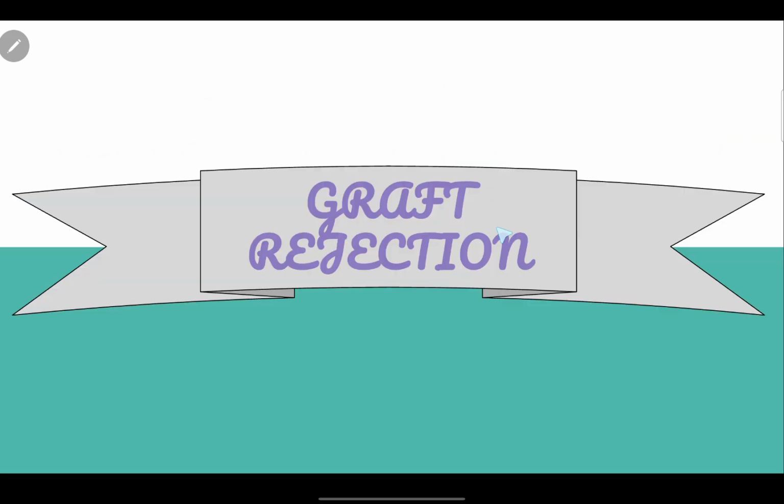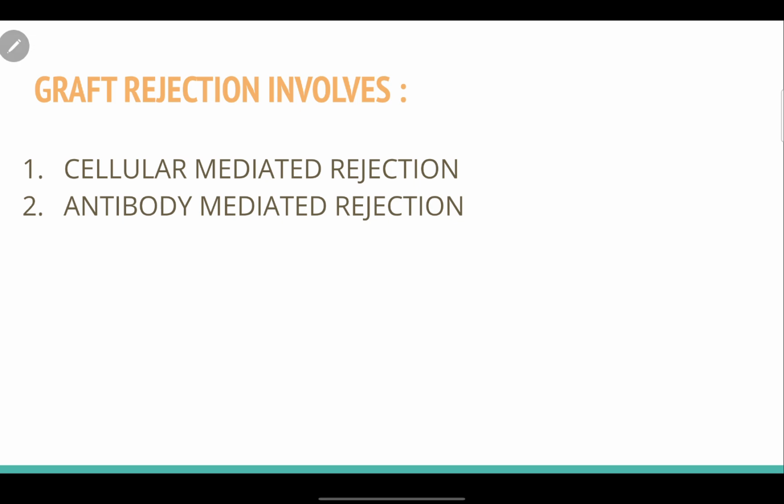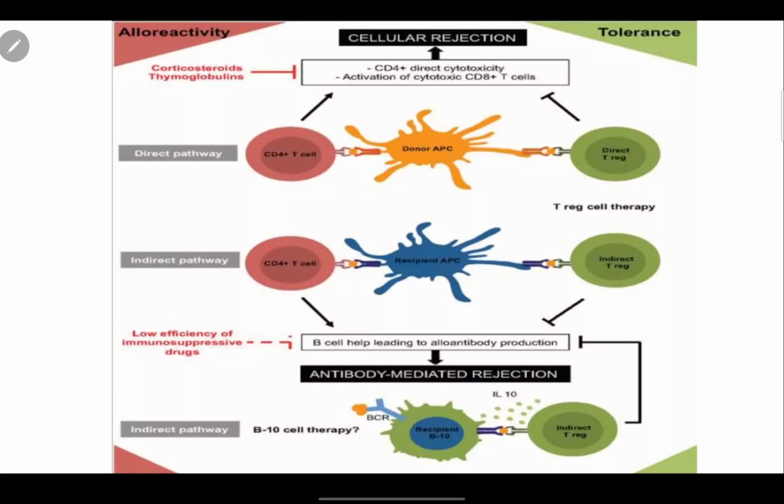So now we'll discuss the topic, that is graft rejection. So what is graft rejection? Basically, it is the process of rejection of the graft in which the recipient's immune system recognizes the graft as being foreign and attacks the graft, leading to graft rejection. Mainly, graft rejection involves two types of rejection. First one, cellular mediated rejection, and the other is antibody mediated rejection.